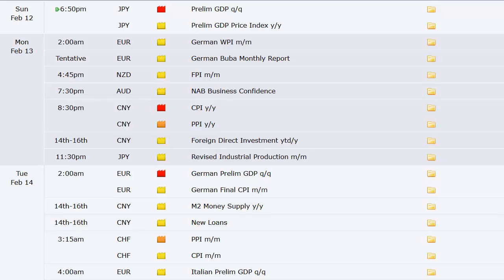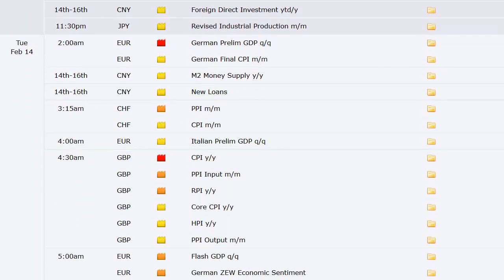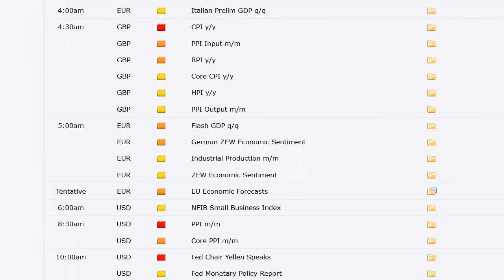Going into Tuesday already, we've got the German preliminary GDP and final CPI. China's money supply and new loans, Switzerland's PPI and CPI, Europe's Italian preliminary GDP number. UK, we've got the CPI, PPI, and RPI number. Those are all the inflation numbers. They put them out in the UK all at once, which I like. I wish we did that here.